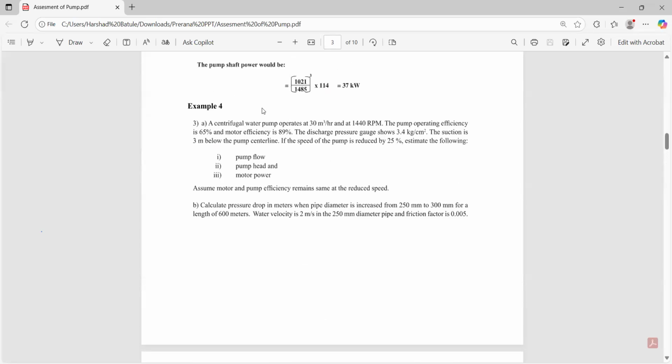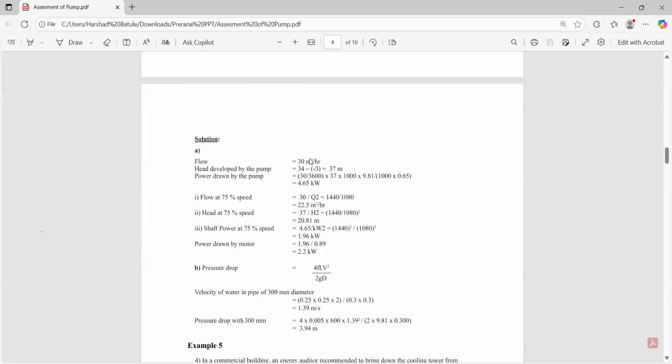What have they given? They have given 30 m cube per hour as flow rate, 1440 rpm as your speed. Pump operating efficiency is 65%, motor efficiency 89%. The discharge pressure gauge shows 3.4 kg per cm square as pressure, and suction is 3 meter below center line. So you need to reduce the speed by 25%. Flow is 30 m cube per hour. Head developed is 34 minus minus 3, 37 meter.